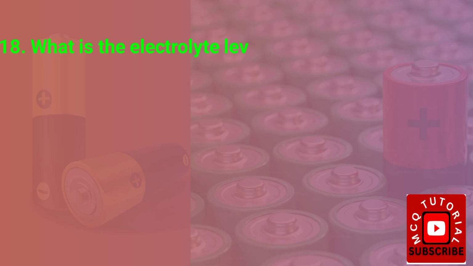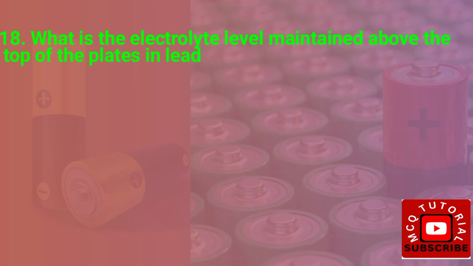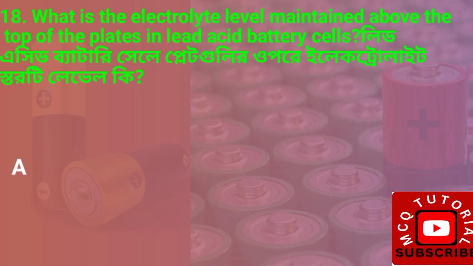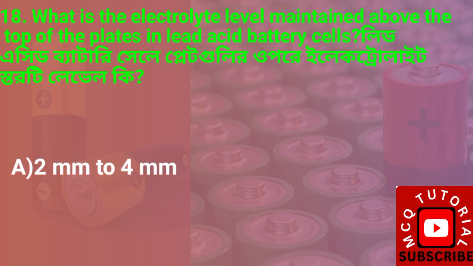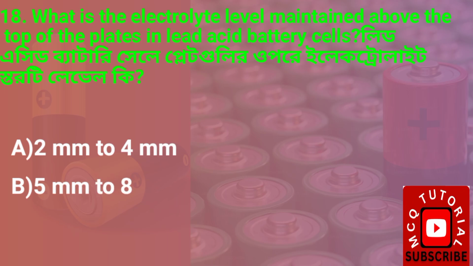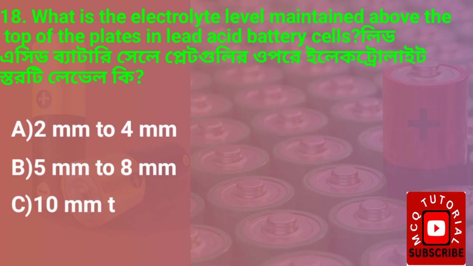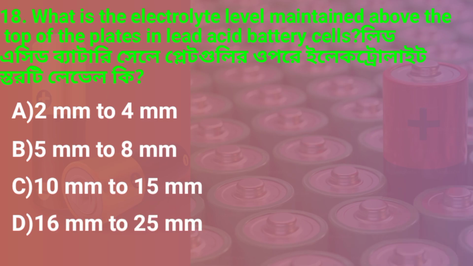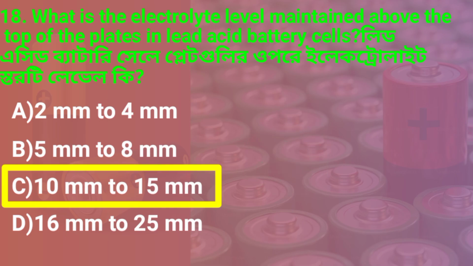Question number 18. What is the electrolyte level maintained above the top of the plates in lead acid battery cell? Option A 2 mm থেকে 4 mm, option B 5 mm থেকে 8 mm, option C 10 mm থেকে 15 mm, option D 16 mm থেকে 25 mm. উত্তর হবে option C 10 mm to 15 mm.